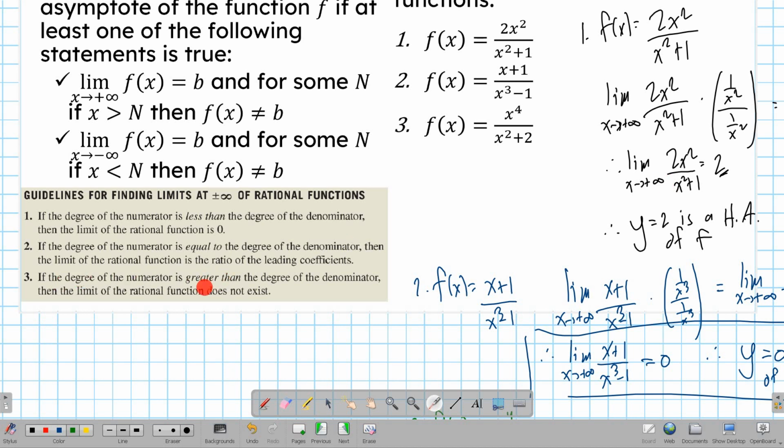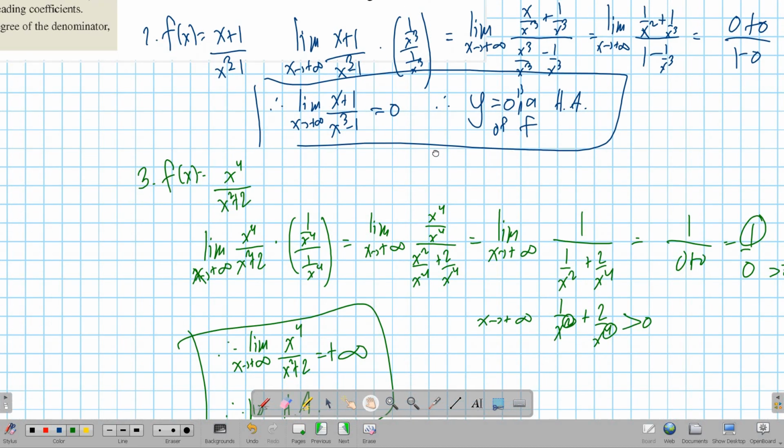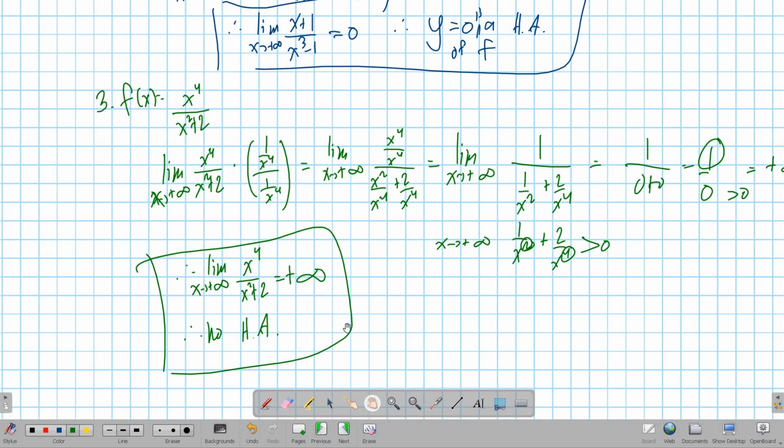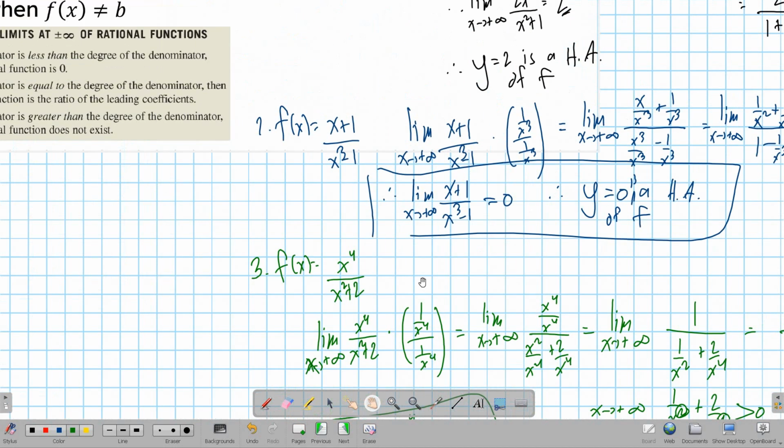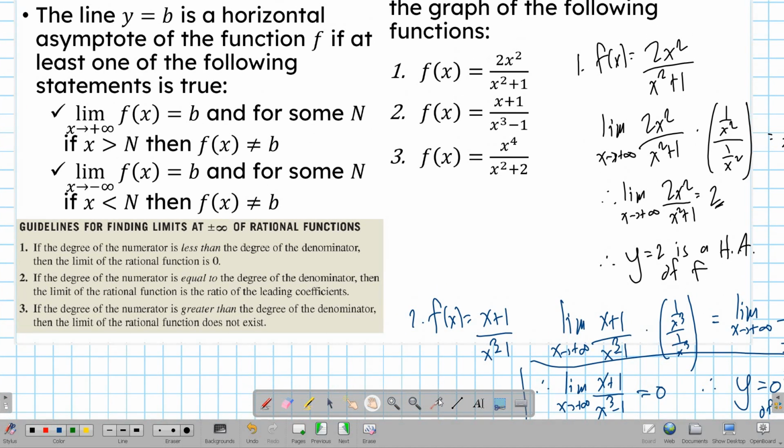If the degree of the numerator is greater than the degree of the denominator, like number 3, the limit of the rational function does not exist because it's at infinity. Therefore, there's no horizontal asymptote. So you can use this as a guide, as a shortcut for finding limits at infinity and for looking for horizontal asymptotes. Because once you use this, you can now verify using limits if it's actually true. So that's about limits at infinity, infinite limits at infinity, and horizontal asymptotes.